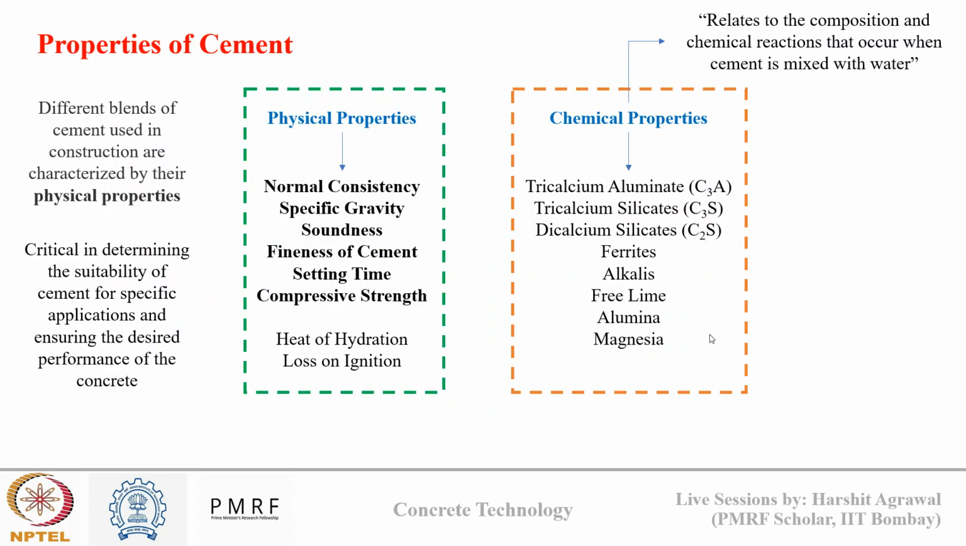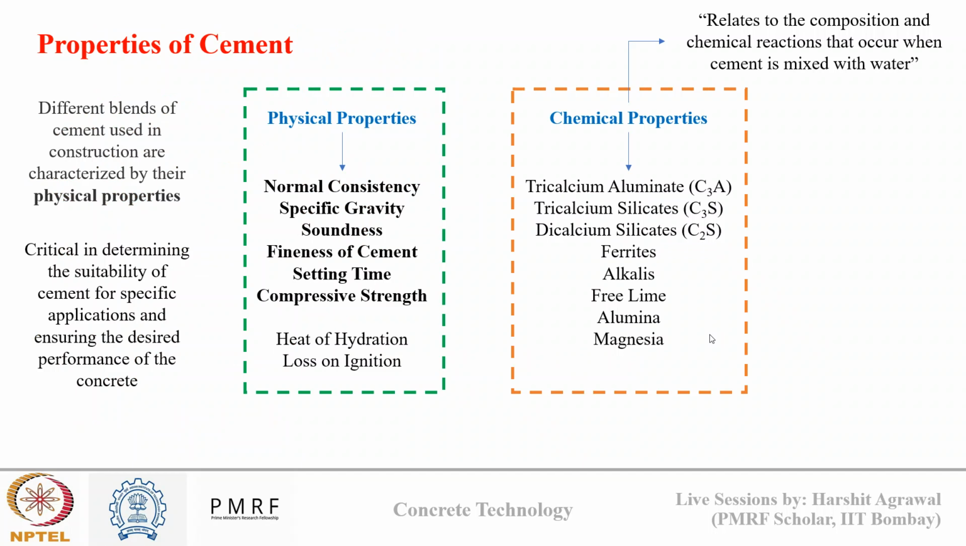So last week we concluded the second week of the course, where we started with the discussion on properties of cement. We listed chemical and physical properties. Chemical properties we discussed in week 1 and we started with the physical properties in week 2, wherein physical properties are nothing but the end result of the chemical properties, and thus they are critical in determining the suitability of a cement for a specific application and ensuring a desired performance of the concrete. So that's why physical properties are important.